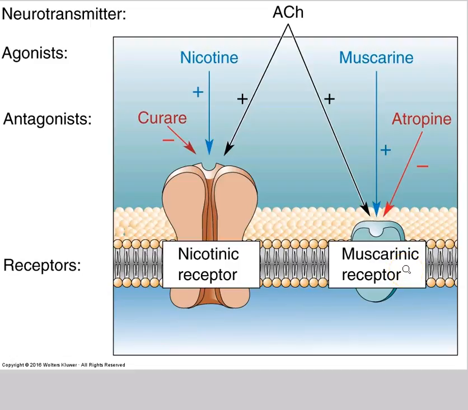And in the case of the muscarinic receptor, we fortunately also have drugs. We have both an agonist, which is muscarine, and atropine, which is an antagonist, that also interact in the same way with a muscarinic receptor as nicotine and curare act on the nicotinic receptor.